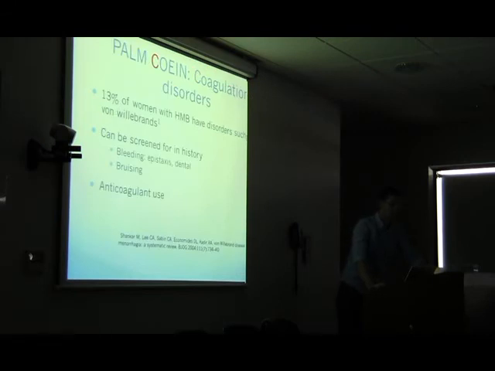So the C in COIN stands for coagulation disorders, and it's been estimated that 13% of women with heavy menstrual bleeding have disorders such as von Willebrand's, and this can be screened for in the history, in particular looking for history of postpartum hemorrhage, epistaxis, bleeding with dental procedures, bruising, and that can help direct a patient towards hematological or further investigation of their coagulation. Anticoagulant use, many patients using things like warfarin for other medical disorders would also be included in this section.